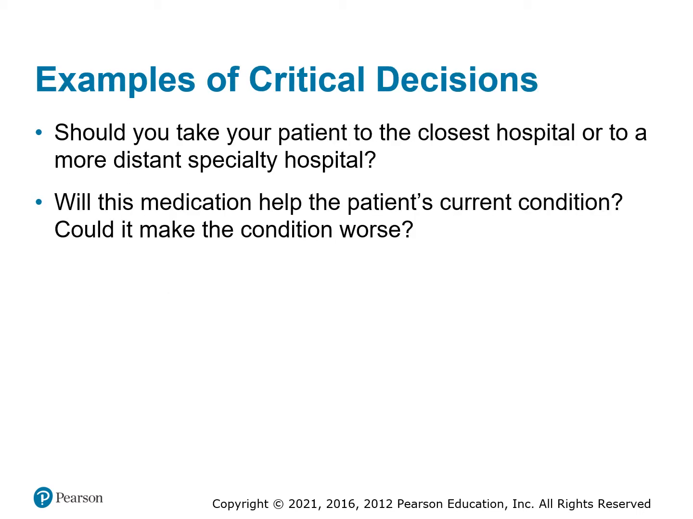So looking at, and this is just a very brief couple examples of critical decisions, the one we've hit home a couple times, it's that transport destination. Do you take your patient 15 minutes to a hospital that has minimal resources? Do you take your patient 30 minutes to a hospital that's maybe trauma designated or has a cath lab for the patient that's having a heart attack? You have to make that determination in the field. You do have resources to help you with that, but ultimately that determination is going to be yours.